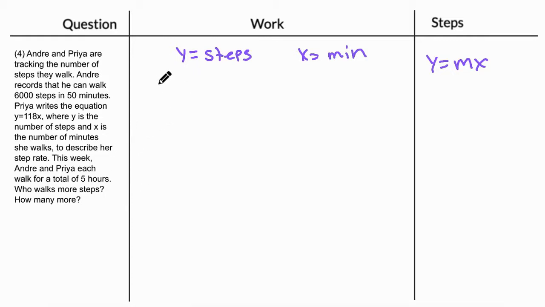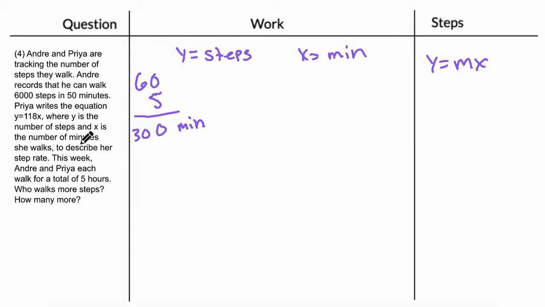So first of all, the first thing that I would want to do is figure out how many minutes are in 5 hours. I know that there are 60 minutes in one hour, so to find out how many are in 5 hours, I'm just going to multiply the two, which should give me 300 minutes. So I know that they're going to walk for 300 minutes.